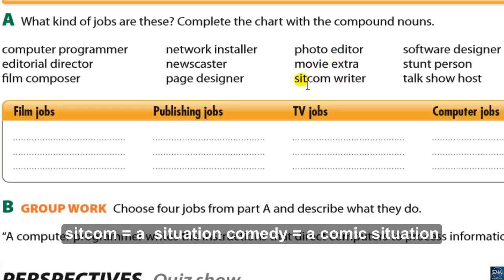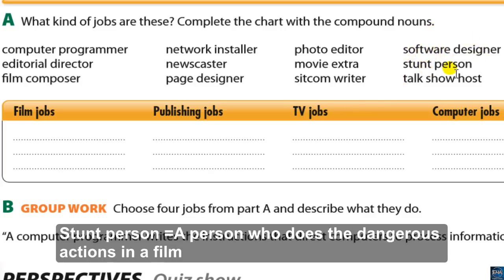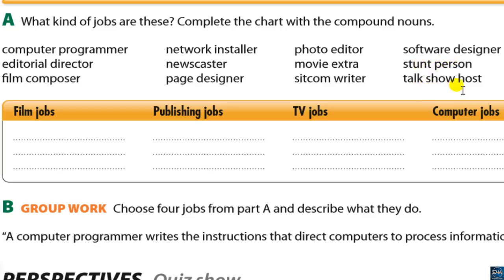What's a sitcom? A comedy situation. A comic situation. Software designer. Someone who designs the programs. Stunt person. This is the person who does the most dangerous actions instead of the actor or the actress. Talk show host, talk show interviewer. He's a person who asks actors, actresses, singers, famous people, and politicians a lot of questions.